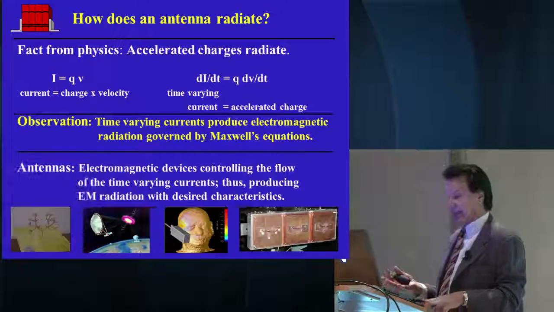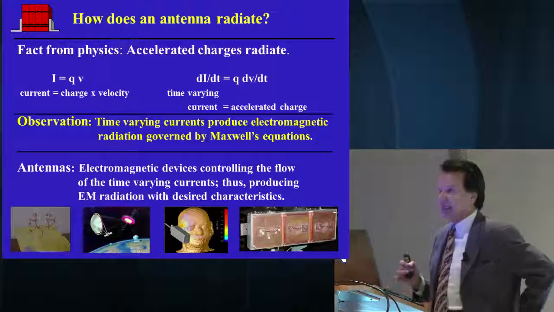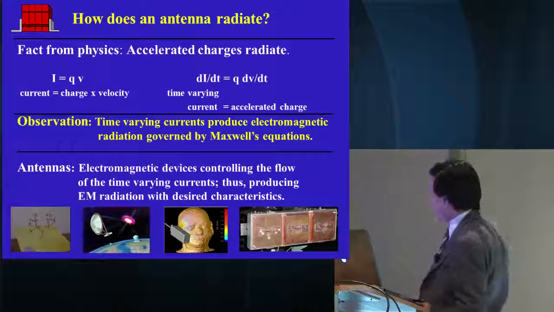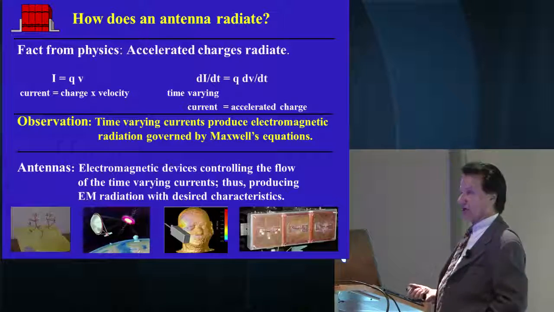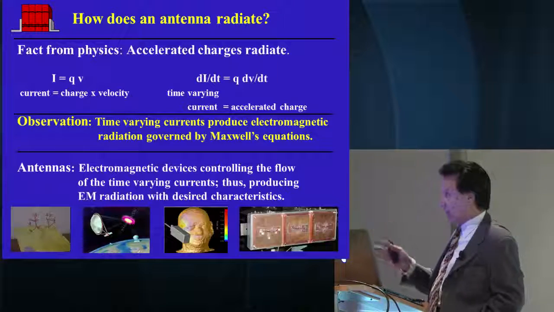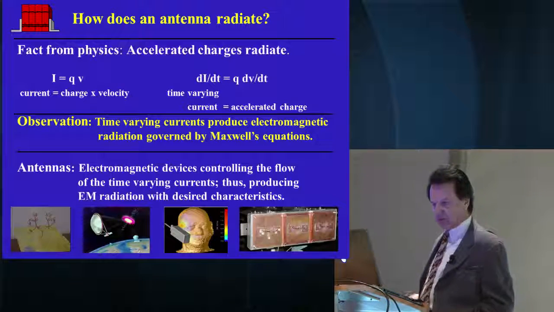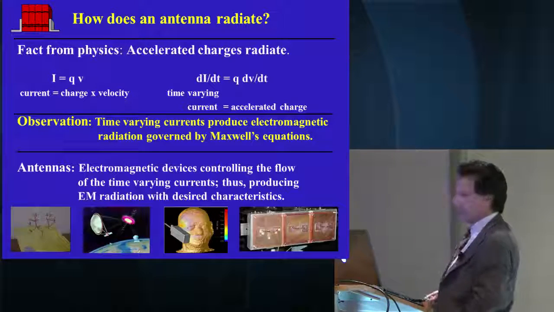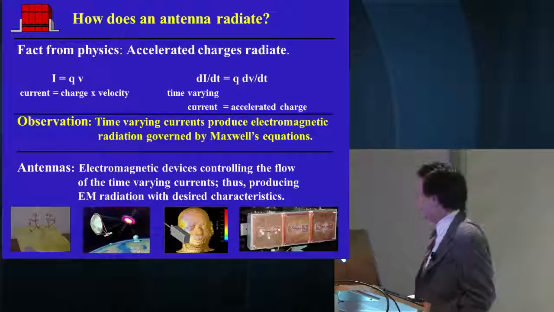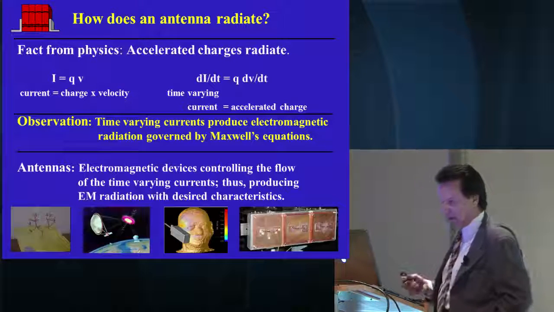So how will you define an antenna? This is my presentation of the definition. Antennas are electromagnetic devices controlling the flow of the time-varying current, thus producing EM radiation with desired characteristics. That's the role we play, how to control that radiation for putting a null in this direction, having the highest directivity in that direction, and so forth and so on. And these are some examples of antennas that we have working. It could be fractal antennas. It can be a very large space antenna to hopefully in the future map the black holes. It could be cell phone antenna arrays and so forth.